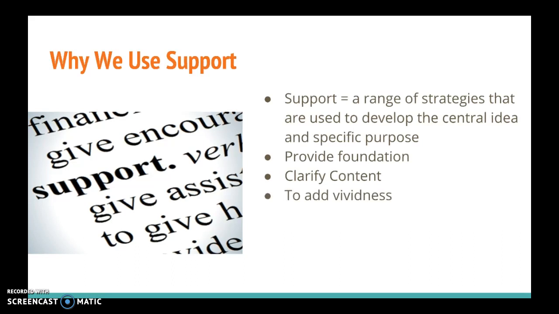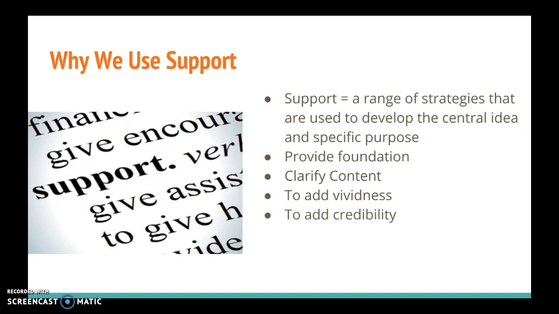In addition, we use support to add vividness to our speech. Using things like narrative, for example, or anecdotes, can really help to make our speech more vivid and make our audience more willing to listen to our speech. Because if they are able to picture the world of the speech, they are going to be much more interested and invested in that world.